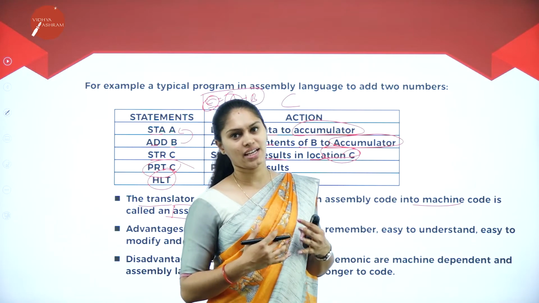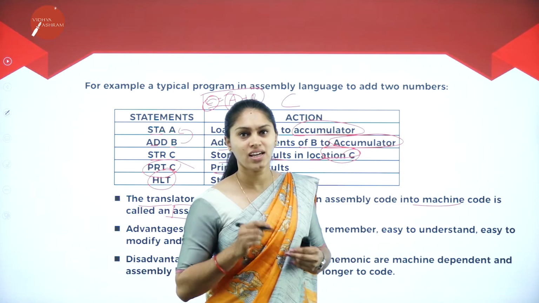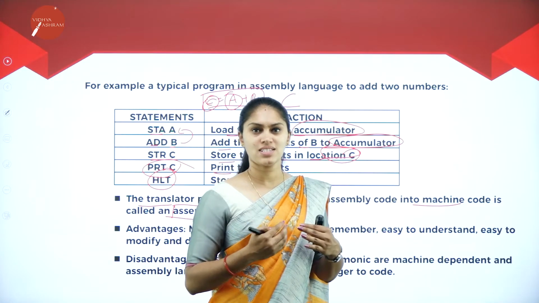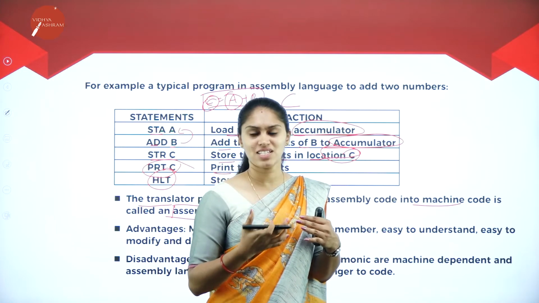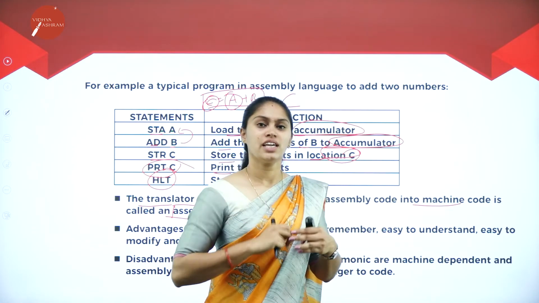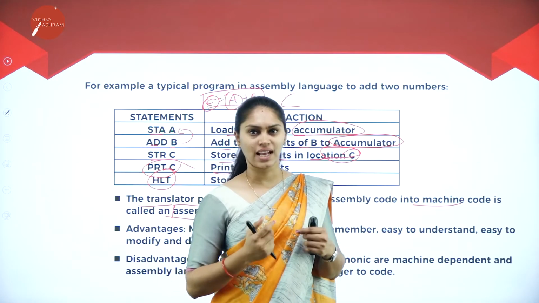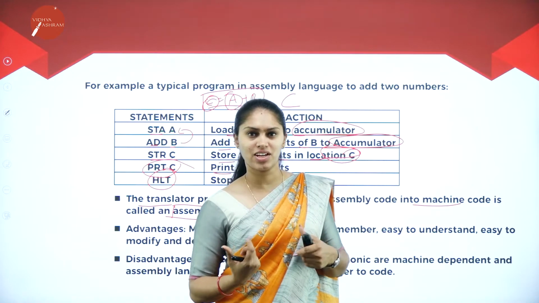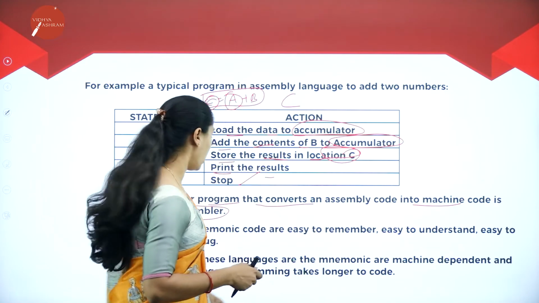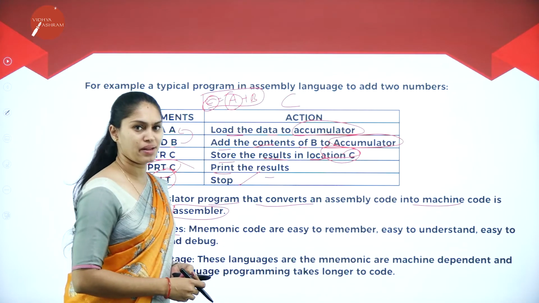If I am talking in Spanish and you cannot understand, you are going to turn on the CC caption, which will give my words in English or whichever language you select. That means it is translating my words into your understandable language. In the same way, the computer translates this assembly level programming language into machine-understandable language. That translator is termed as what? Assembler.